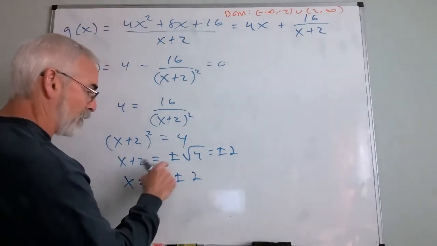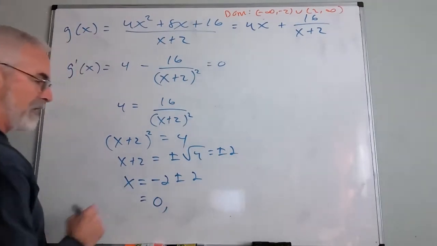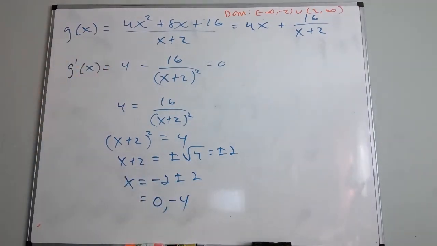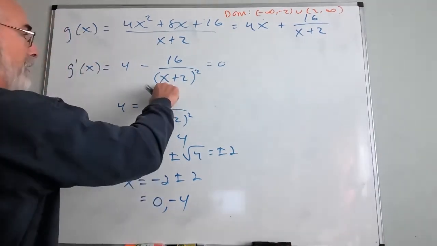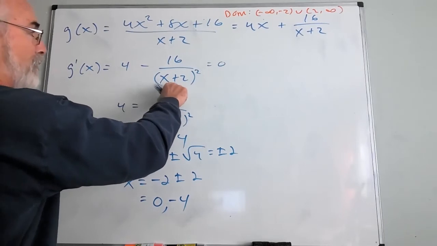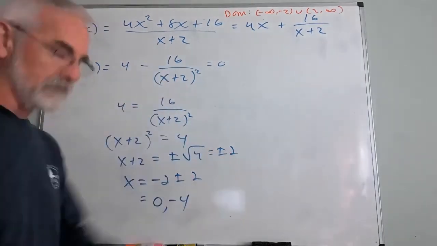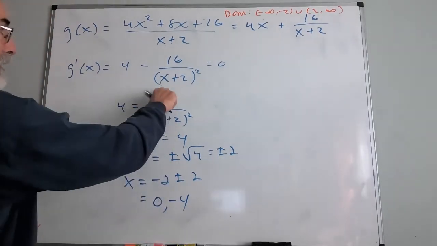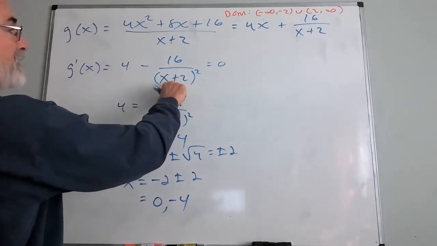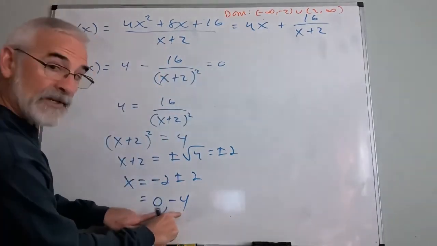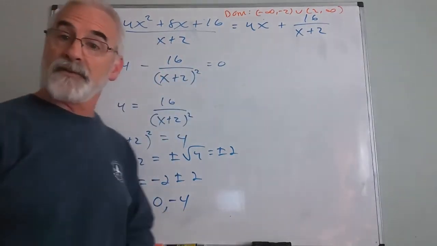So -2 plus 2, that's 0. -2 minus 2, that's -4. Aha, I have two critical values. Quick check. If I put a 0 in here, then that would be 2 squared or 4. So I'd have 4 minus 16 over 4. Put a -4 in here. -4 plus 2 is -2, but the square of -2 is also 4. 4 minus 16 over 4. Great. Both of these give me a derivative of 0.